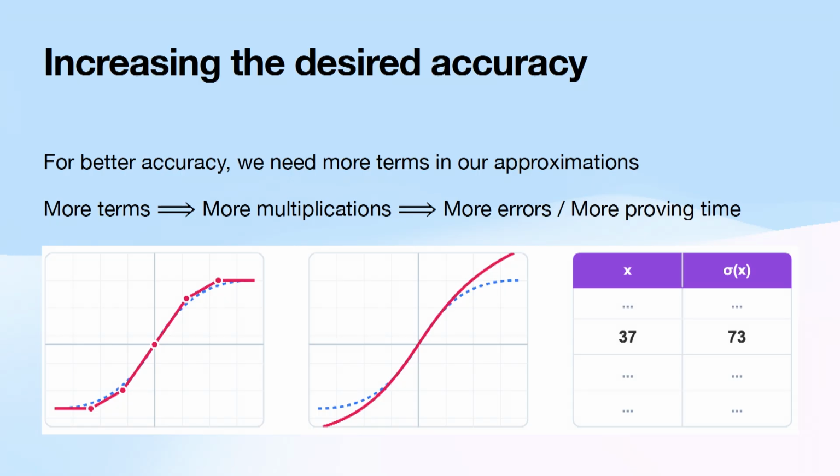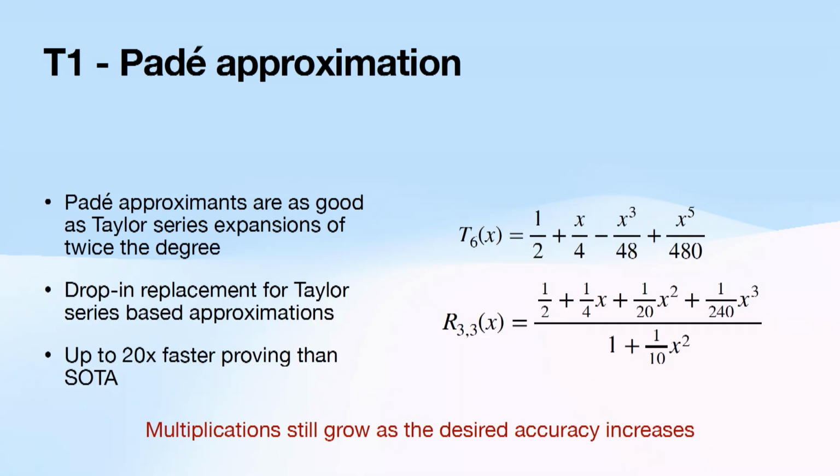And the goal is to avoid this blow up of something, either the error or the proving time, as you try to increase the accuracy. So our first result following from this is, let's say you just have your polynomial approximation, which is this T6 of x. Let's say this is the Taylor series for the sigmoid function. And what we show is you have a rational function approximation, this R33 of x, that does exactly the same or has the same error as the Taylor series, but note that it only has terms up to x to the power 3. So you do fewer multiplications, you still get the same accuracy. So it's a very simple drop-in replacement. You lose nothing, you just get much faster proving.